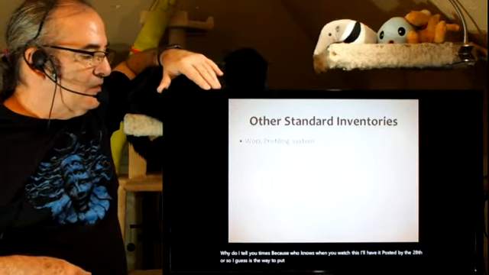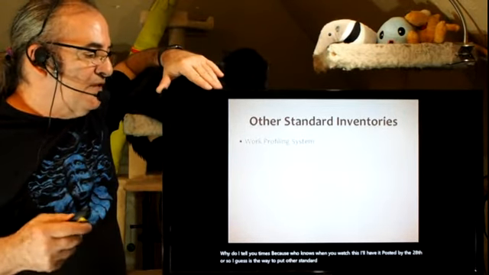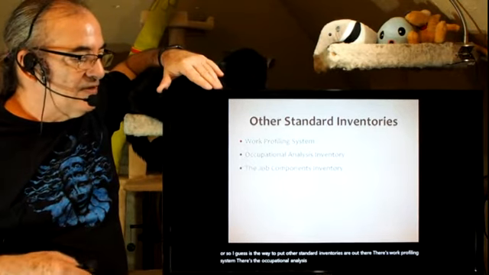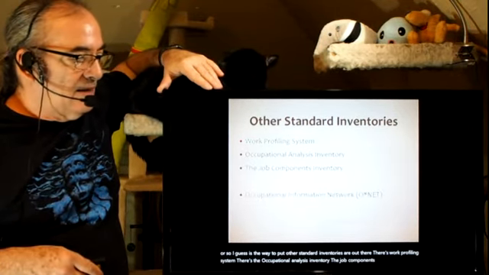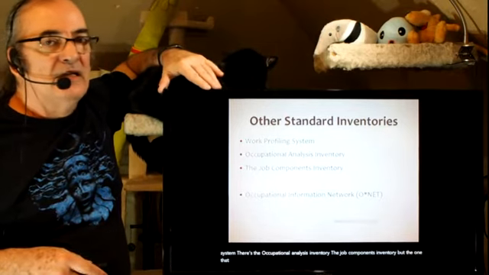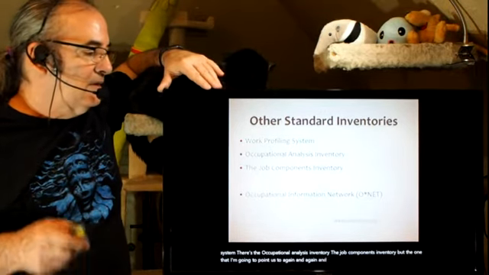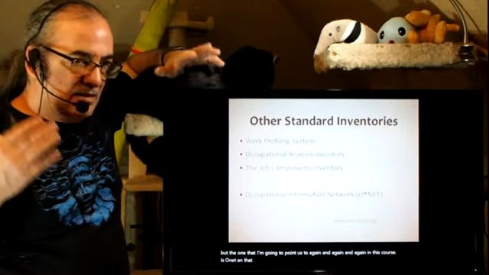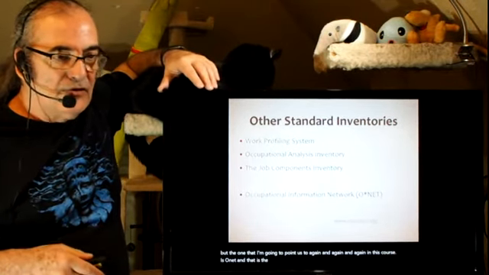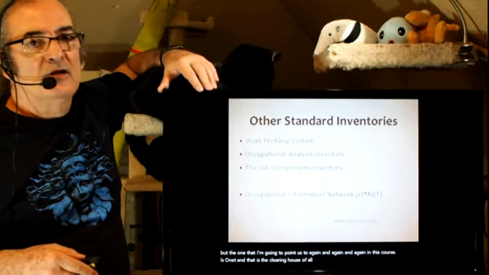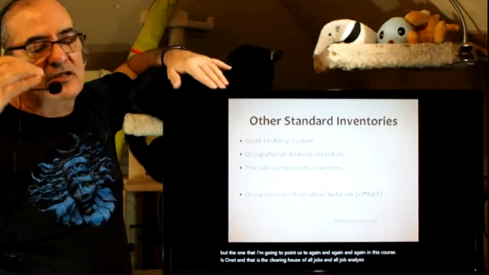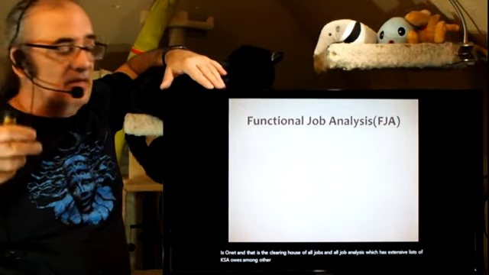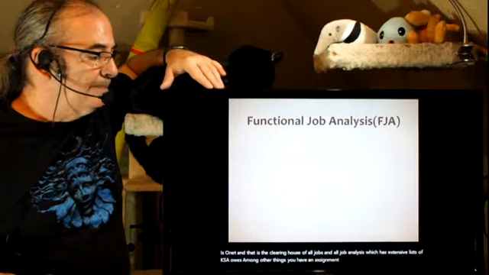Other standard inventories are out there. There's the Work Profiling System, the Occupational Analysis Inventory, the Job Components Inventory. But the one that I'm going to point us to again and again in this course is O*NET, and that is the clearinghouse of all jobs and all job analysis, which has extensive lists of KSAOs, among other things. You'll have multiple assignments where you explore O*NET.